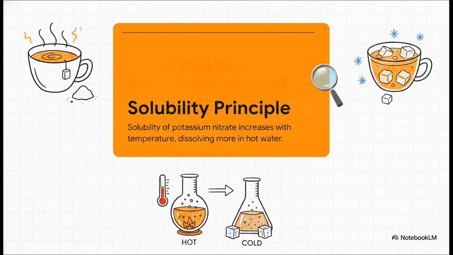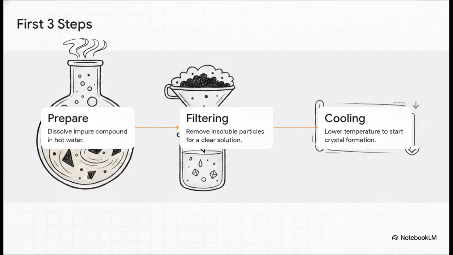Honestly, it's just like kitchen chemistry. Think about stirring sugar into a mug of piping hot tea versus a glass of iced tea. You know how the hot tea dissolves way more sugar? Well, as our source points out, the solubility of potassium nitrate increases with temperature. That heat lets the water absorb and dissolve so much more of the solid compound than it ever could at room temperature.